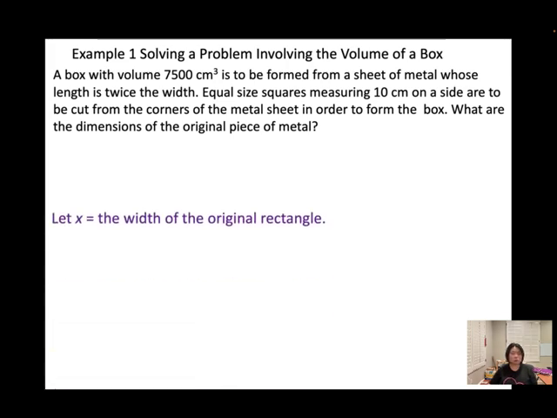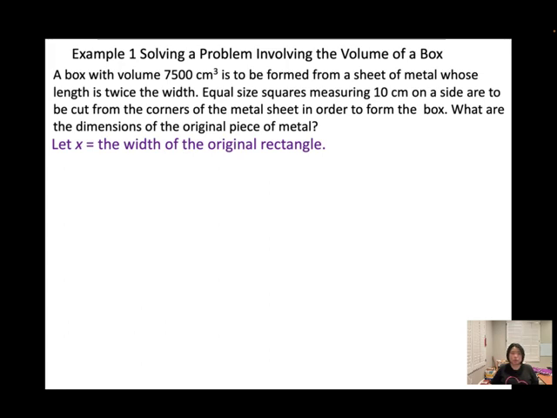So first, we're gonna let x be the width of the original rectangle. Based on this information, formed from a sheet of metal whose length is twice the width. If we let x be the width of the original rectangle, how can you let the length in here? Twice the width. So we're gonna let 2x be the length of the original rectangle, because the length is twice the width.